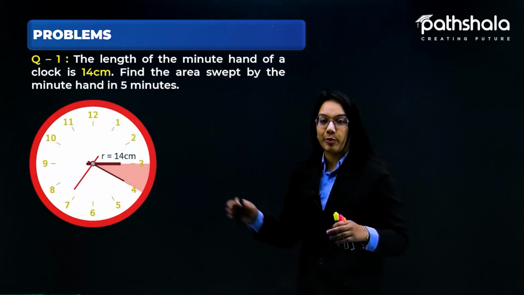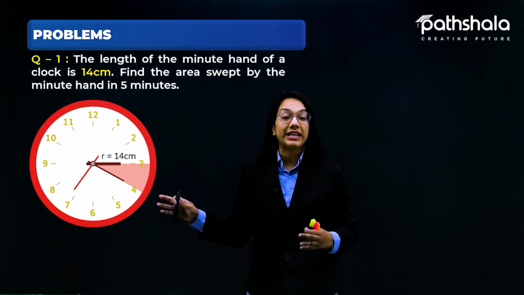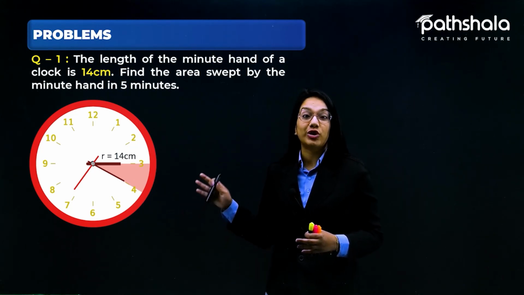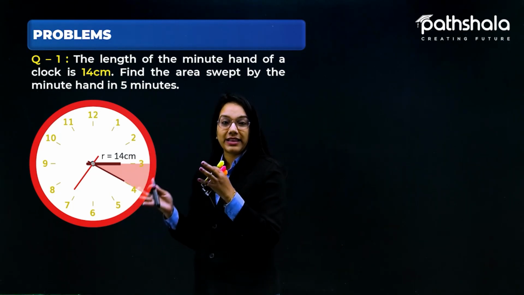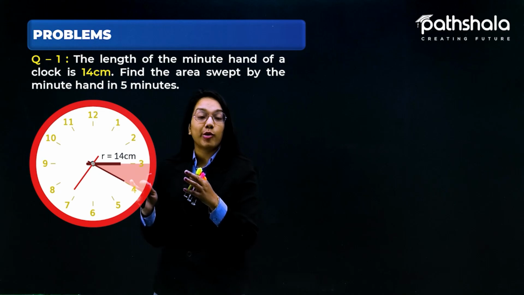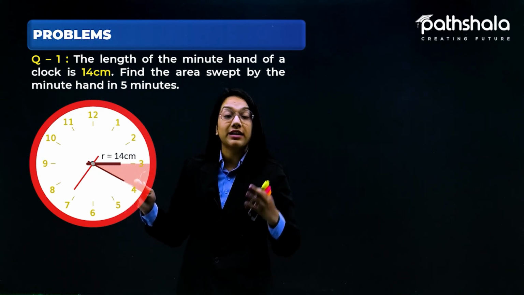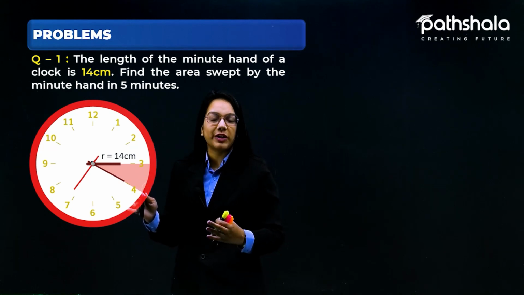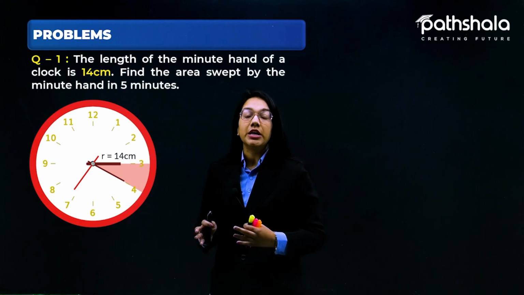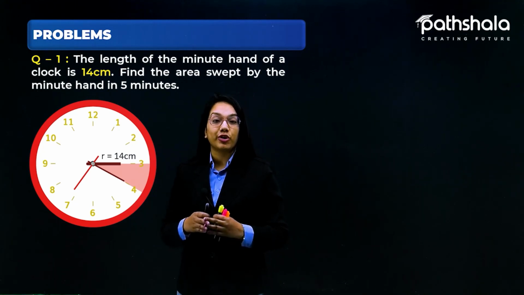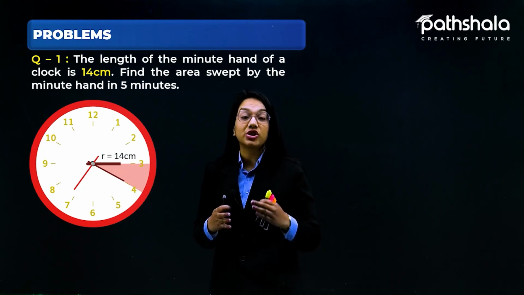First of all, let us suppose we have this particular clock, and the question says the length of the minute hand of a clock is 14 centimeter. If I consider this circular clock, the length of the minute hand is actually the radius of this circle, which is equal to 14 centimeter. So we have R as 14 centimeter, and it says find the area which is swept by the minute hand in just 5 minutes.